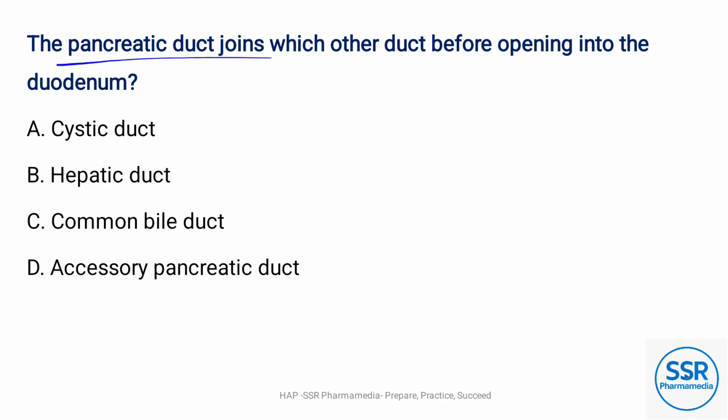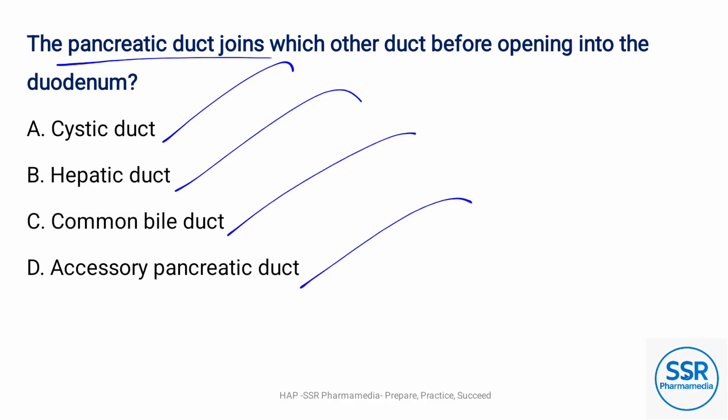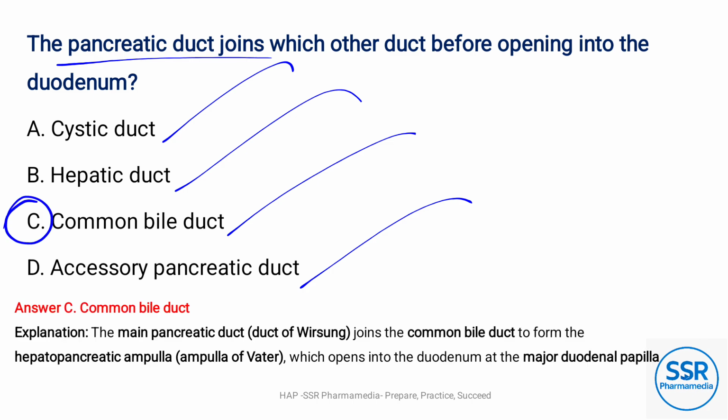The pancreatic duct joins which other duct before opening into the duodenum? Option A, cystic duct. Option B, hepatic duct. Option C, common bile duct. Option D, accessory pancreatic duct. So the answer is option C, common bile duct. The main pancreatic duct joins the common bile duct to form the hepatopancreatic ampulla, which opens into the duodenum at the major duodenal papilla.